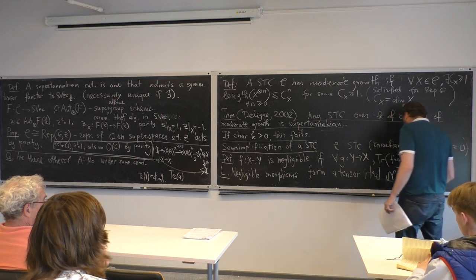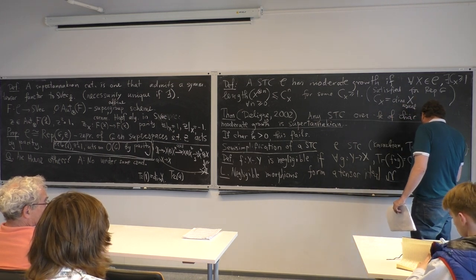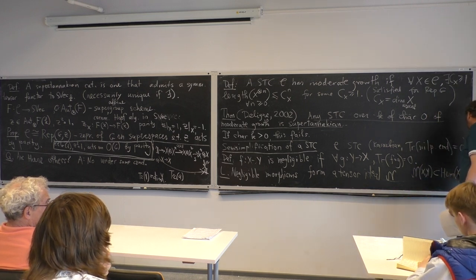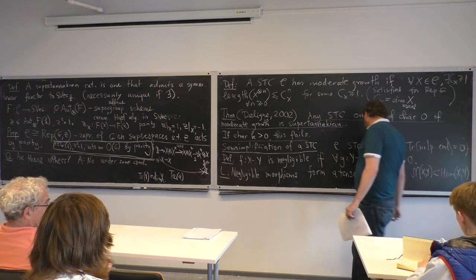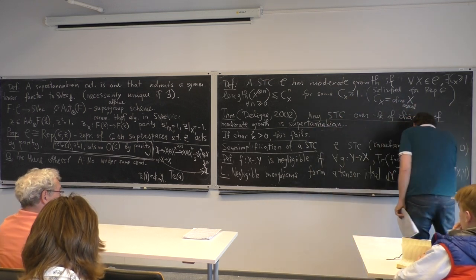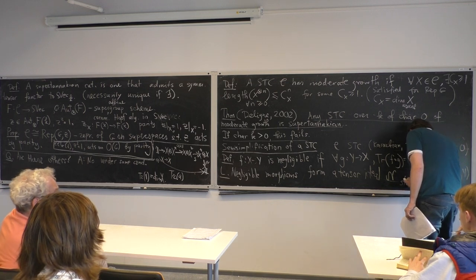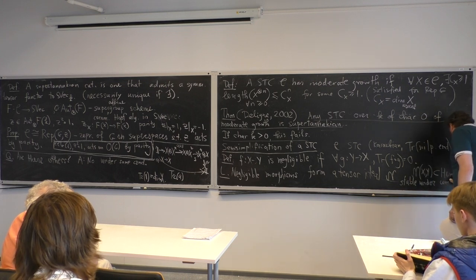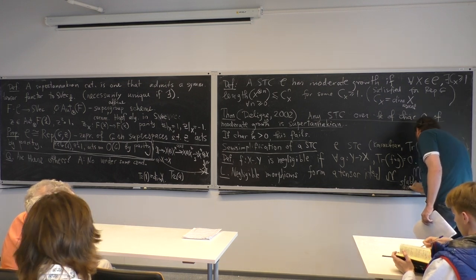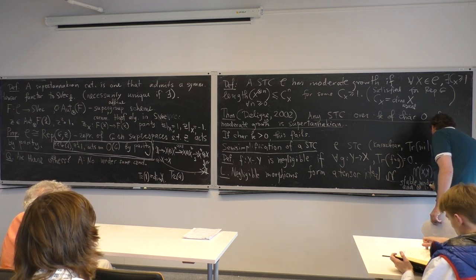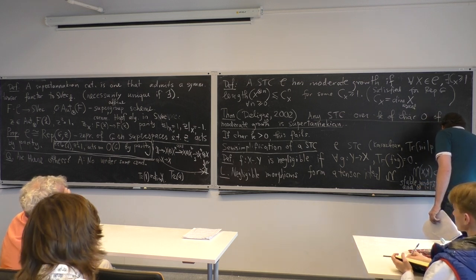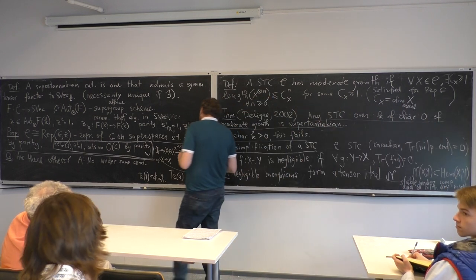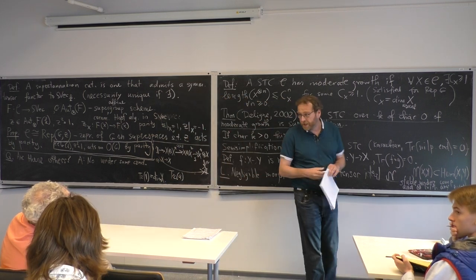Which I'm going to call N. So this means that I have a subspace N of XY inside Hom from X to Y for every two objects X and Y. And it is stable under composition and tensor product with any morphism. So that's pretty easy to show. It's just a direct verification.